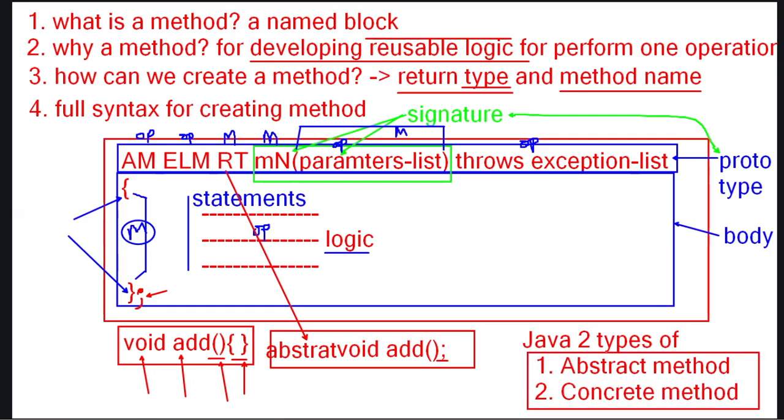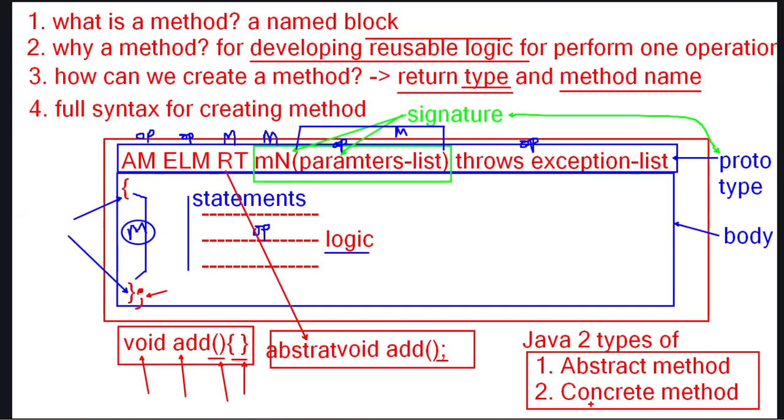Concrete method. A fully constructed wall is called a concrete wall, right? Fully mixed is called concrete. Chips separately, small stones are also called chips, sand separately, cement separately, water separately, then we call it abstract. Now I am mixing all together, then we call it concrete mix. Same thing.